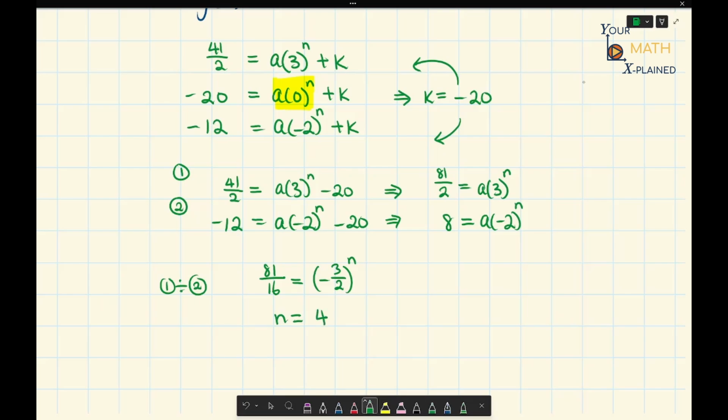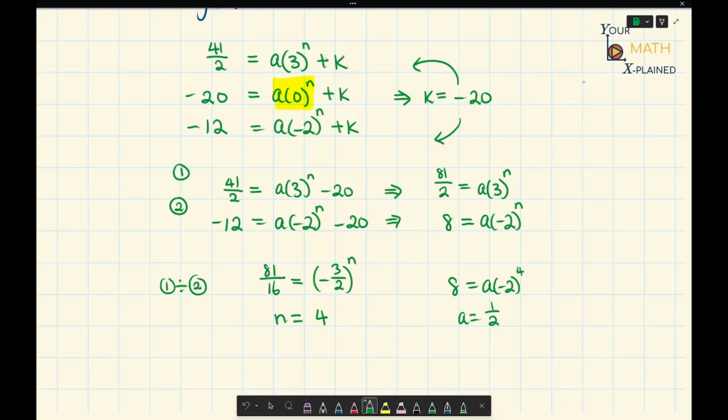And now that we have the value for n, we can substitute it either back into equation 1 or equation 2 to solve for a. We're going to do that for equation 2 just because it's a little bit easier. So substituting n into equation 2 gives us 8 is equal to a times -2 to the power of 4. Now -2 to the power of 4 is going to be 16. So we end up with a is equal to 1/2.